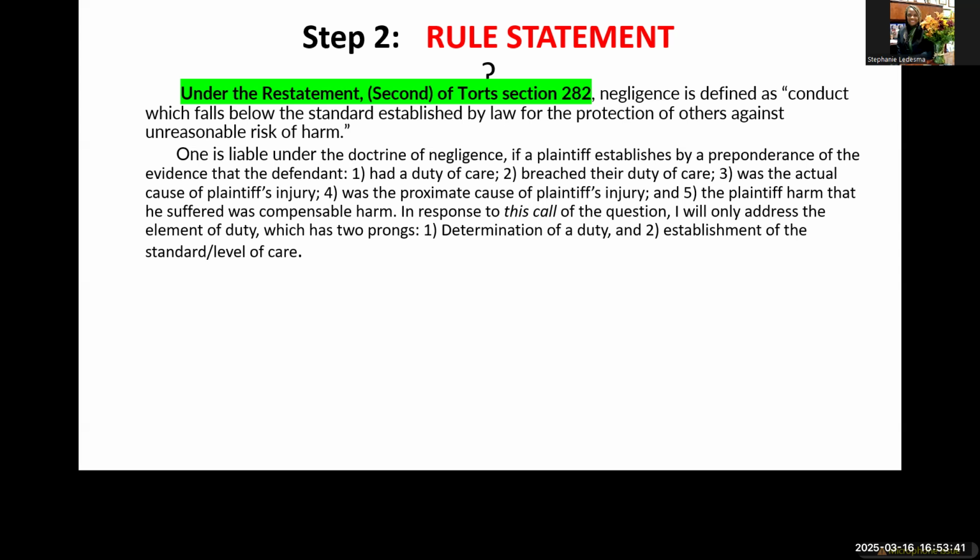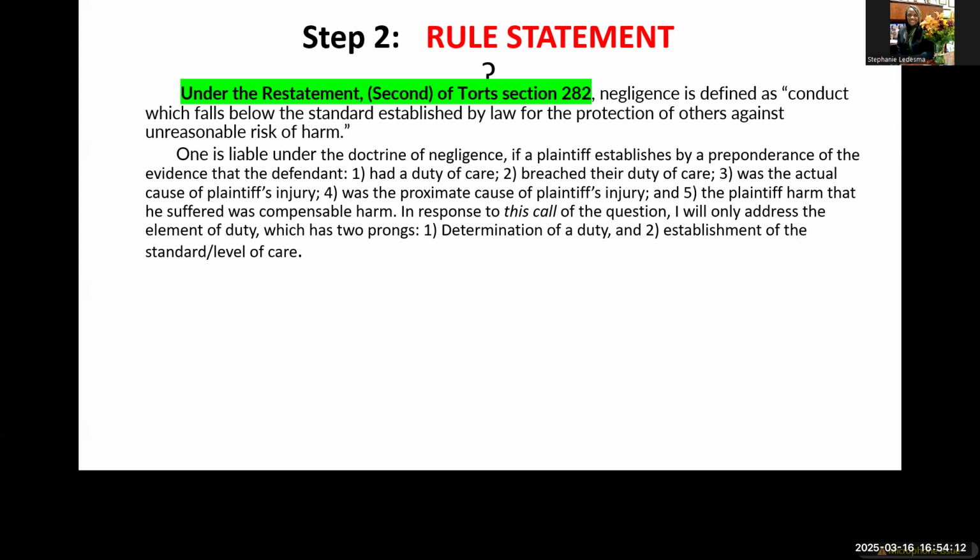Why do I add the 2 additional enumerations? Well, because specifically, I'm being asked about the duty of care and the standard of care. And so I'm explaining that in order to address those specific mandates, I have to discuss the element of duty, and the element of duty has both of those prongs.